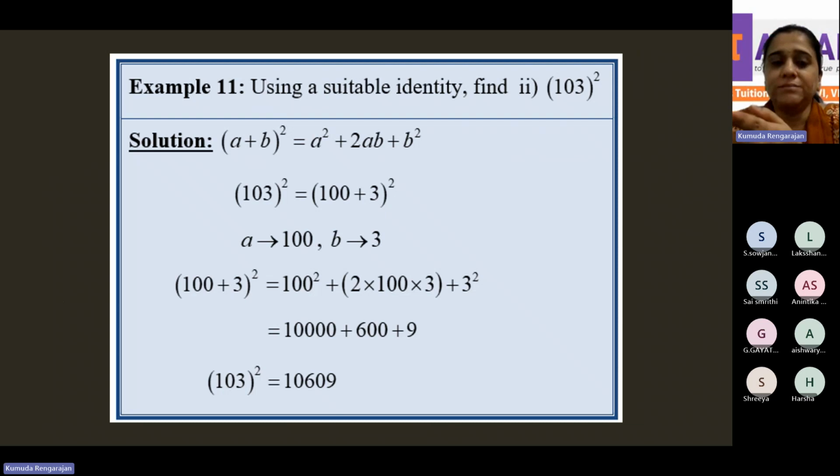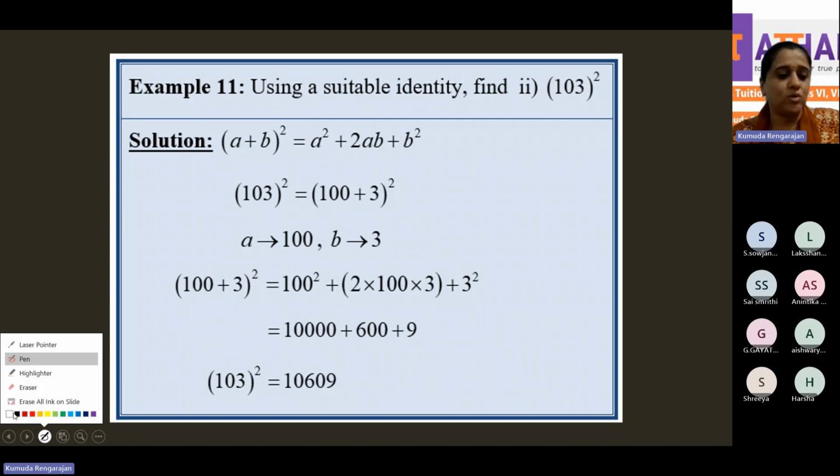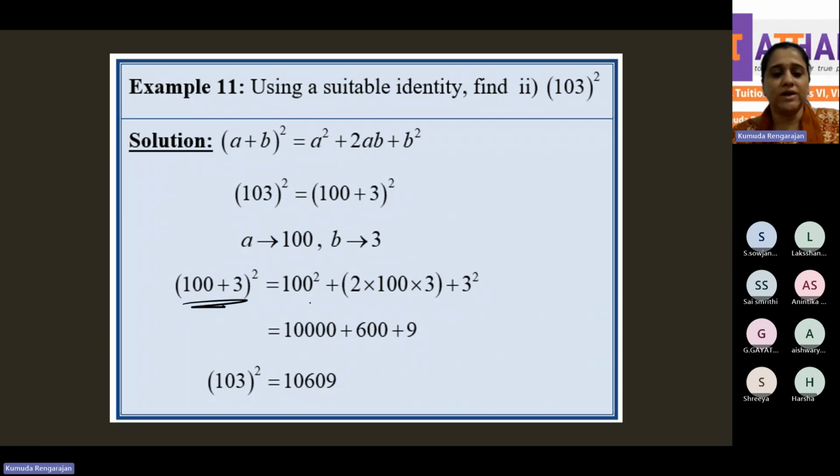So first the identity. And 103 the whole square does not look like a plus b the whole square. So we should make it look like a plus b the whole square. See, 103 the whole square, does it look like a plus b the whole square? No. Then you make it look like that by writing 103 as 100 plus 3. So then it looks like a plus b the whole square, where a is 100 and b is 3. So now this 100 plus 3 the whole square is equal to a square plus 2ab plus b square.